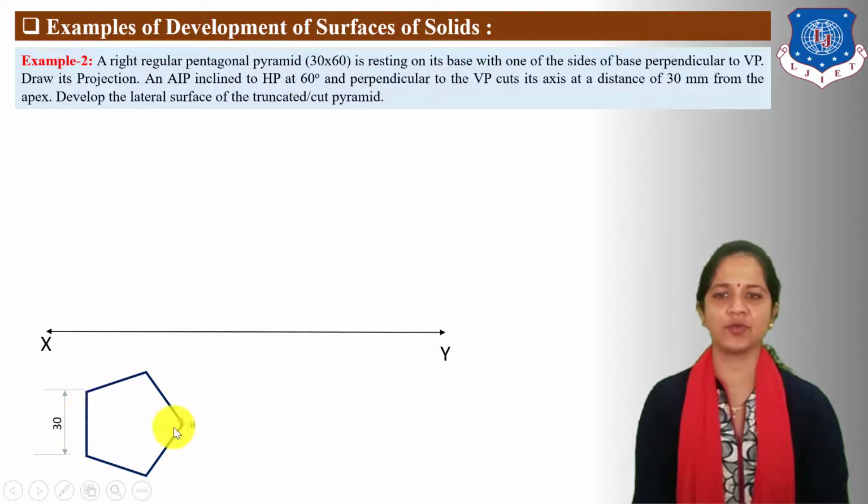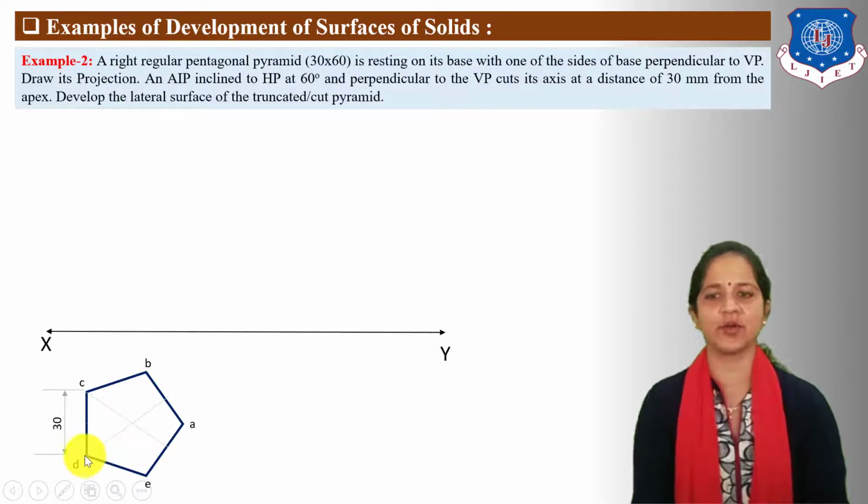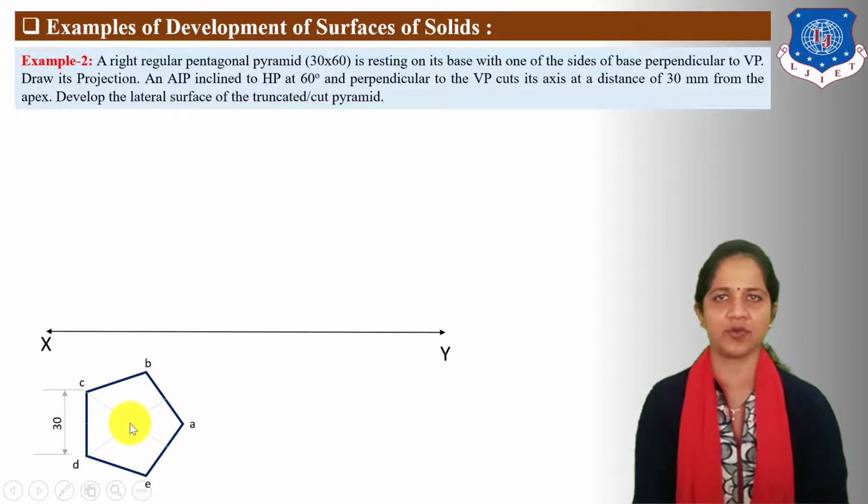Next, mark base points as A, B, C, D, E. Next, locate center of the pentagon. For center of the pentagon, connect one corner point to its opposite edge midpoint. Similarly, connect second corner point to its opposite edge midpoint. Here, both diagonal lines intersect at one point, and this intersecting point indicates axis O1.